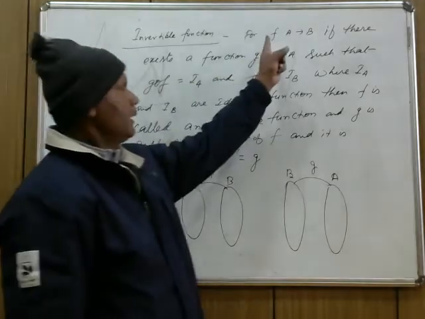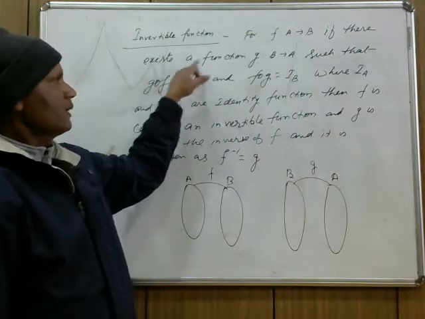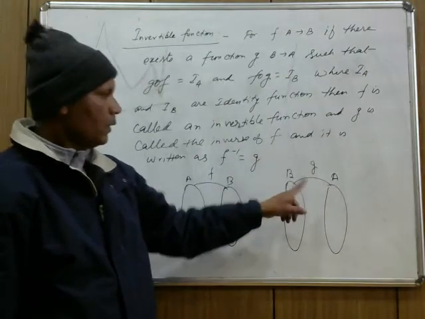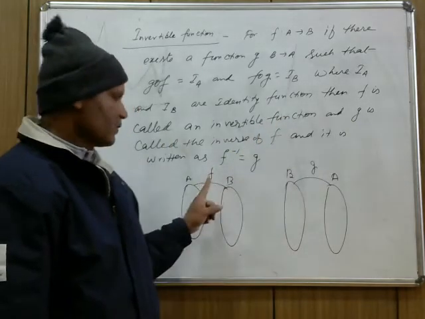Two functions. Let f be a function from A to B. If there exists a function g from B to A such that g o f is equal to I_A and f o g is equal to I_B, then f is called an invertible function.